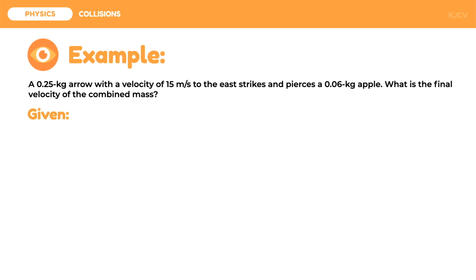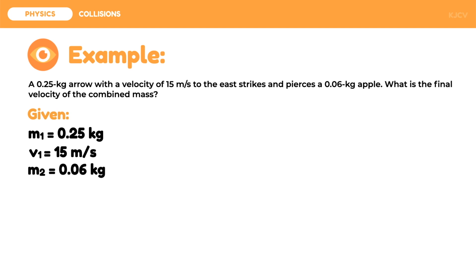Let us identify the given quantities in this problem. For this example, let us denote the arrow as object 1 and the apple as object 2. The arrow has a mass of 0.25 kilograms and a velocity of 15 meters per second. Its sign is positive because its movement is to the east or to the right. On the other hand, the apple has a mass of 0.06 kilograms and is at rest. Thus, its velocity is 0.